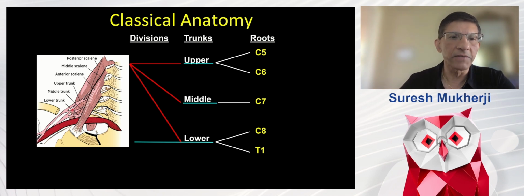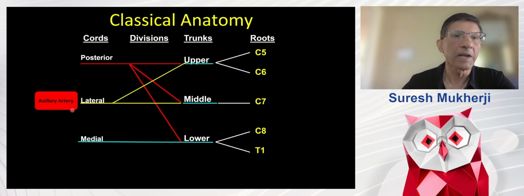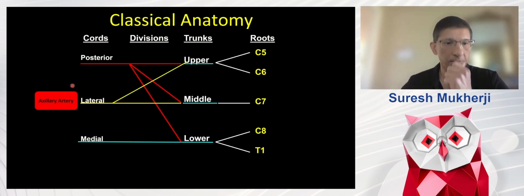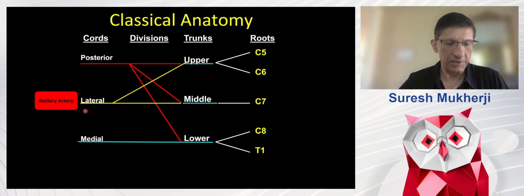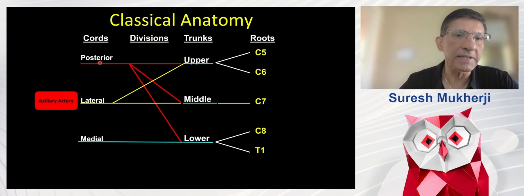Now, what the divisions end up combining to form are the roots, trunks, divisions, cords, and the last one is the C, the cords. And the cords of the brachial plexus are formed by their relationship with the axillary artery. So there is a cord that's posterior to the axillary artery, there's a cord that's lateral to the axillary artery, and then there's a cord that's medial to the axillary artery. And these three form the cords of the brachial plexus.